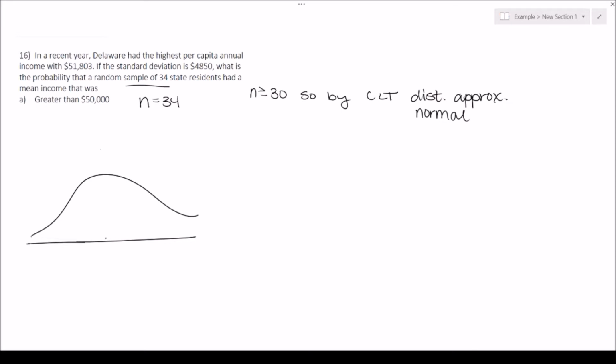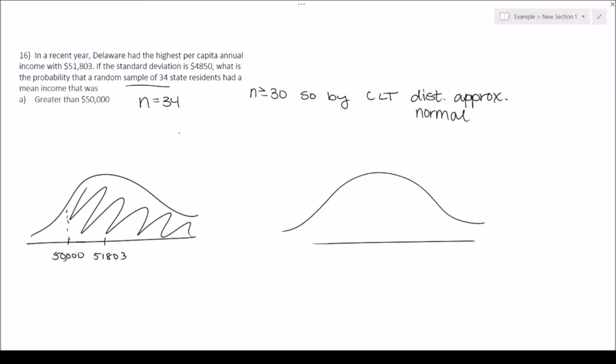So the mean is 51,803. They're saying what is the probability that the sample mean will be greater than 50,000? That's lower. And so they're looking for this area here. We need to turn this into z-scores.